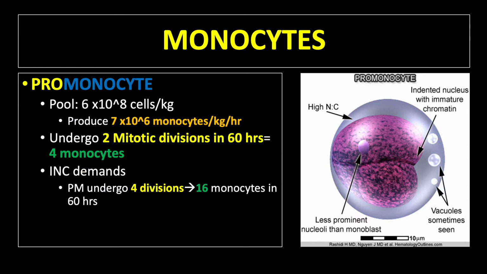According to Roddick, the pool of promonocytes is approximately 6 times 10 raised to 8 cells per kilogram, in which the production rate is 7 times 10 raised to 6 monocytes per kilogram per hour. And then they said that the promonocytes undergo 2 mitotic divisions in 60 hours to produce 4 monocytes. In cases where there is an increased demand for monocytes, the promonocytes undergo 4 divisions to produce 16 monocytes in 60 hours.